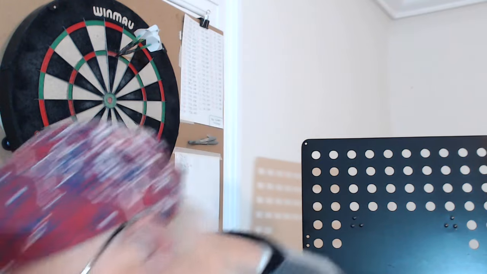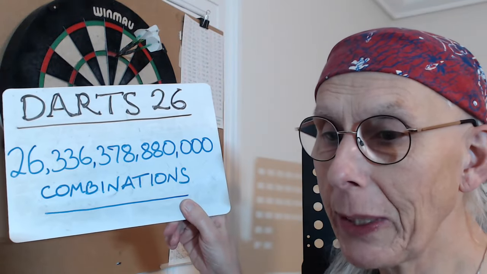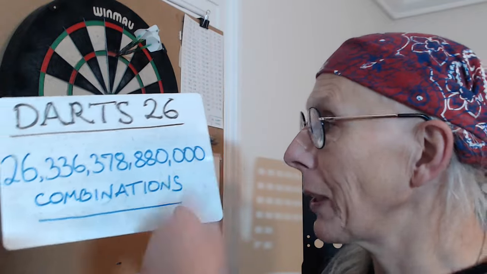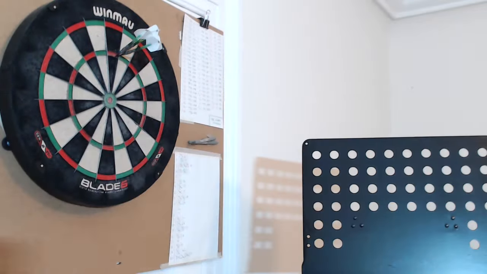And then the second thing I want to do today is just explain where this number comes from, the number of combinations of Darts26. It's called Darts26 because there are 26 odd trillion combinations, so you'll never play the same game twice. But I just want to give you a quick demonstration of where that beautiful number comes from. Okay, so let's get right to it then.